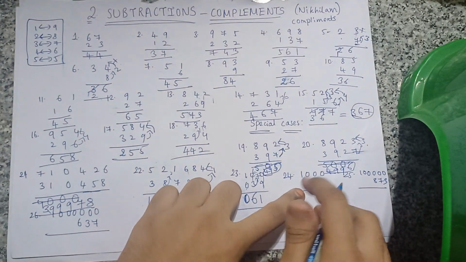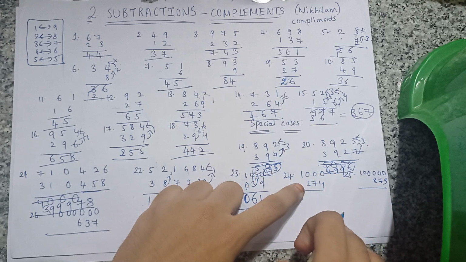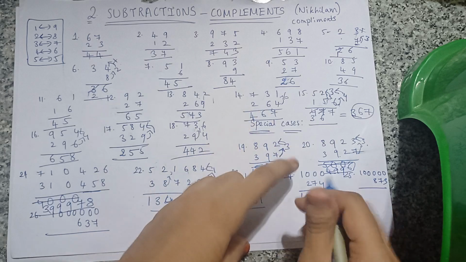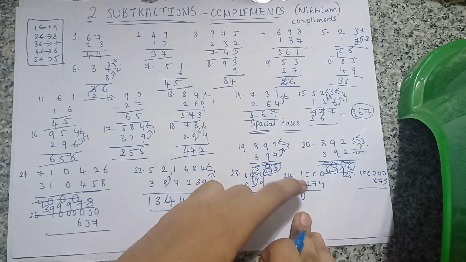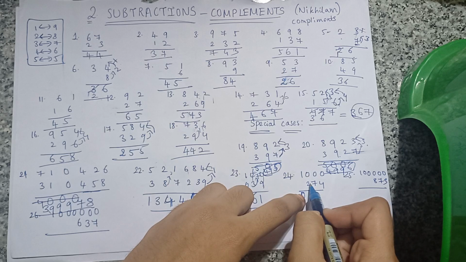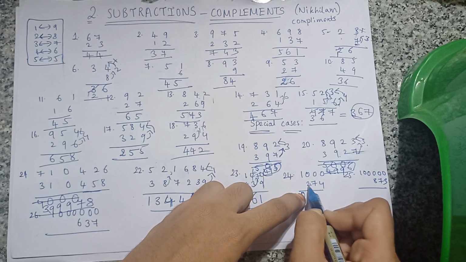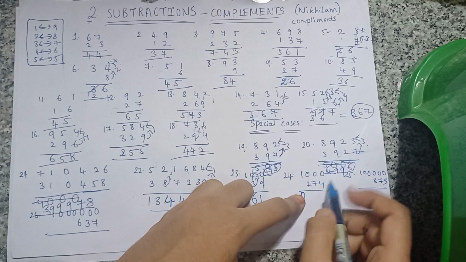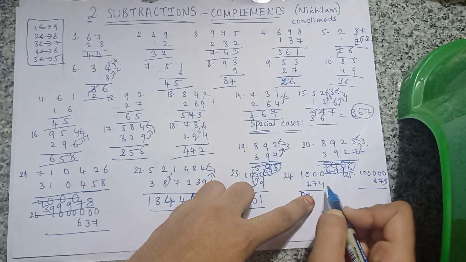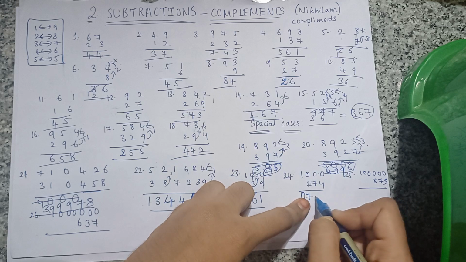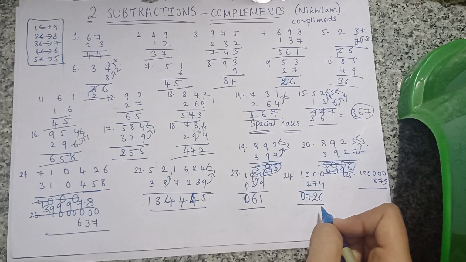Now 1 minus 0, again it is 1. But since it is a mismatch pair, that is, we cannot take 2 from this 0, here you have to subtract 1. That is, it will become 0. And the complement for 2 is 8, and 8 plus 0, which is again 8. But since it is a mismatch pair, you have to subtract 1 from the number 8. So it is 7. And now the complement for 7 is 3. And since it is a mismatch pair, 3 minus 1, 2. And the complement for 4 is 6. So your answer is 726.